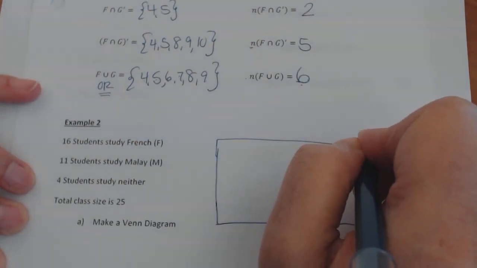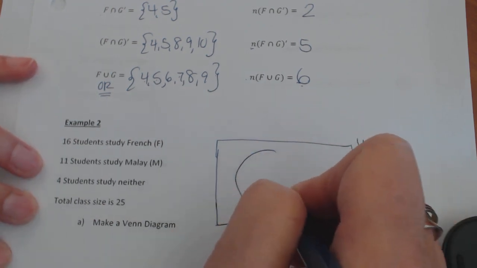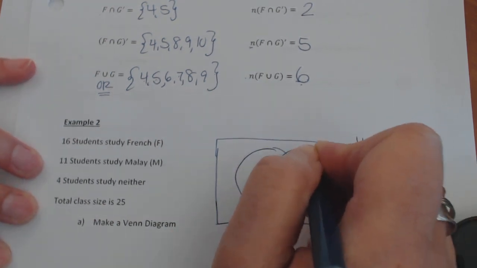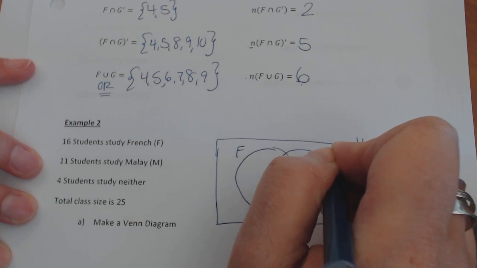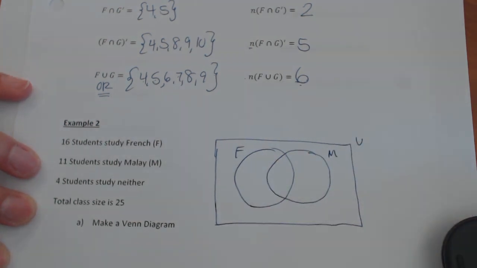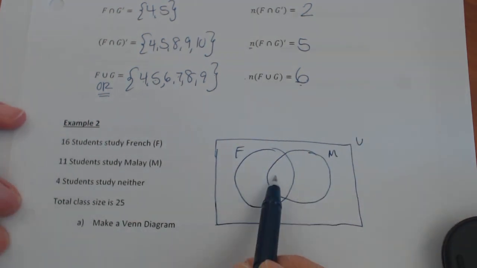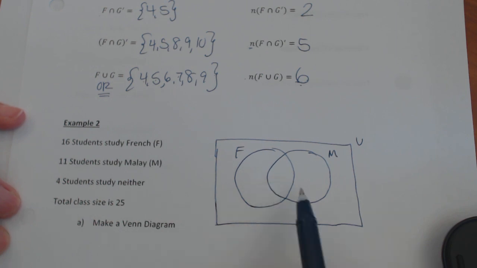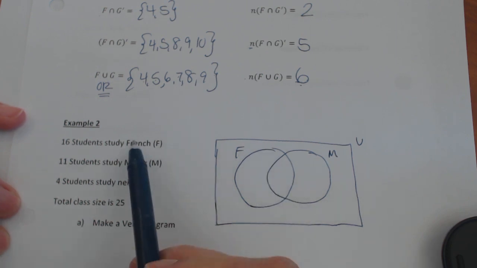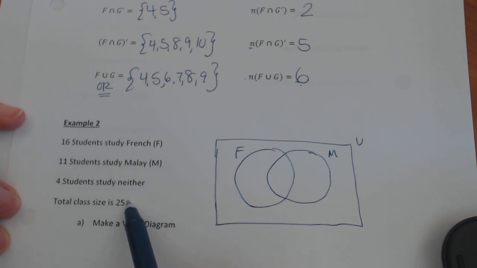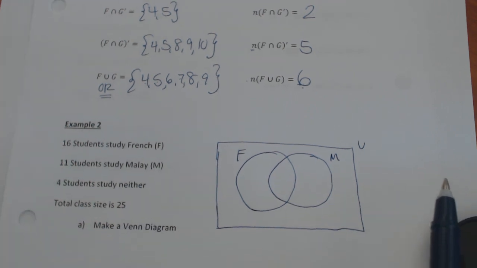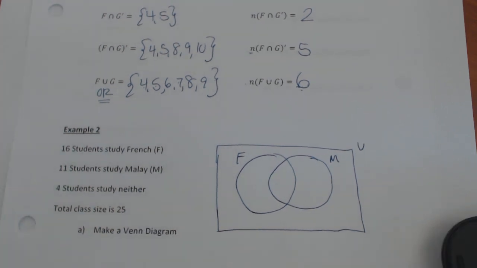Okay, so here's our universal set. This is our entire class, so all 25 students. This is going to be French, this is going to be Malay. So where did I say to start? I said start in the middle right here. However, the middle means both. Is there anywhere that they say both here? So there's no both. Well, let's see what we do have.